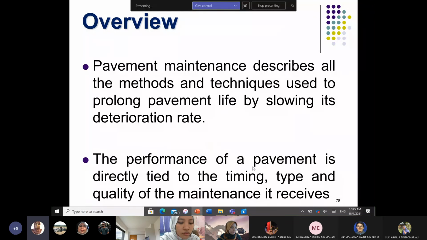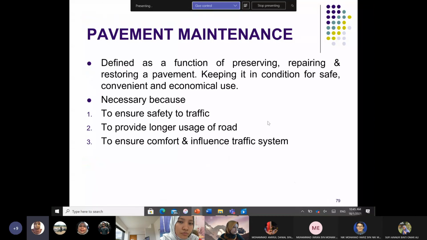Okay, the performance of a pavement is directly tied to the timing, to the type and quality of the maintenance it receives. Okay, and it is defined as a function of preserve, repair, and restore pavement, keeping it in a condition for safe, convenient, and economical use. So kita nampak di sini maintenance itu lebih kepada to prolong the lifetime of the pavement.